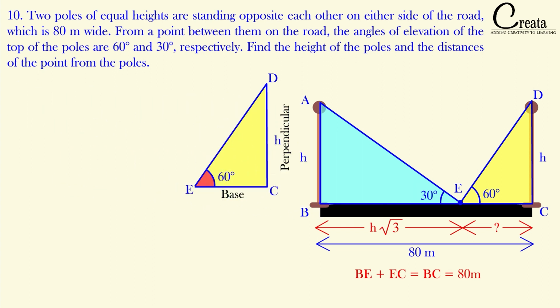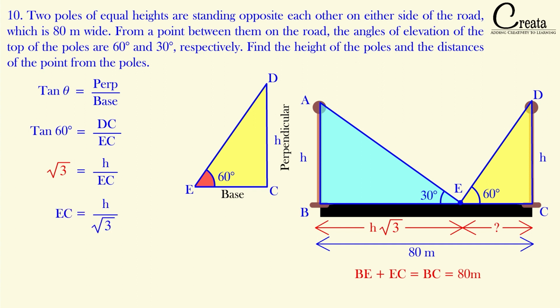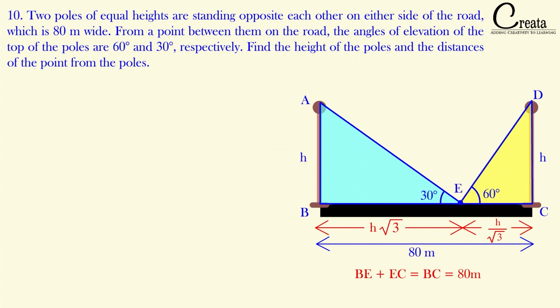Let's also apply the trigonometric ratio formula in the second triangle and calculate the distance EC. Again we will use tan theta, which is perpendicular upon base. Tan 60 degree will be equal to DC upon EC, and DC is H meters, that is the height of the pole. The value of tan 60 degree is root 3. So we got the value of EC as H upon root 3. That is the second component of the road. We got BE and EC, the two components of the road.